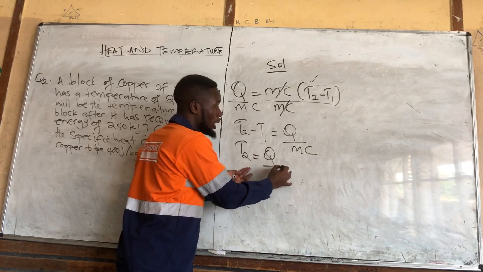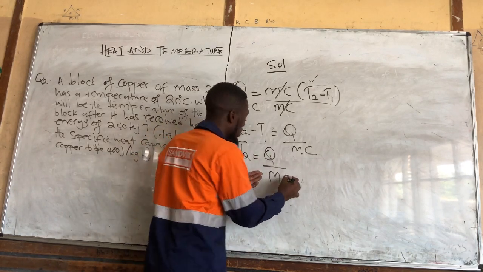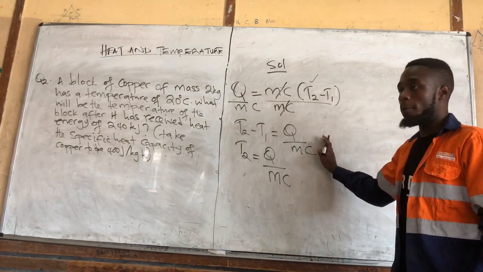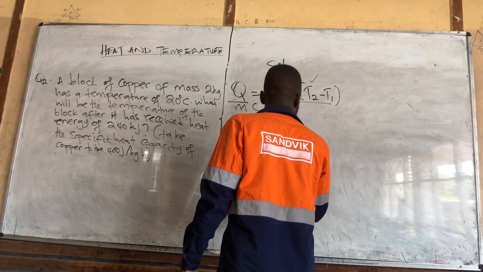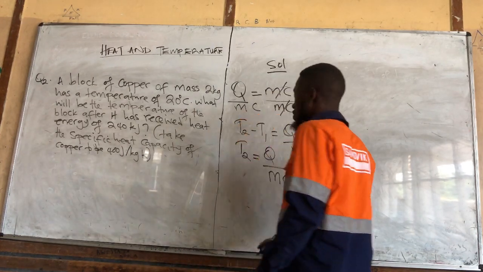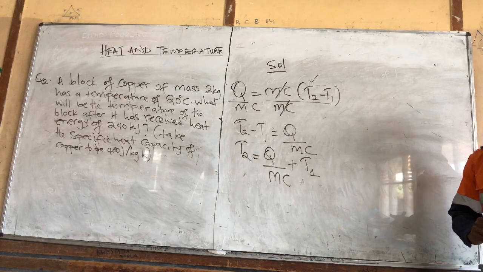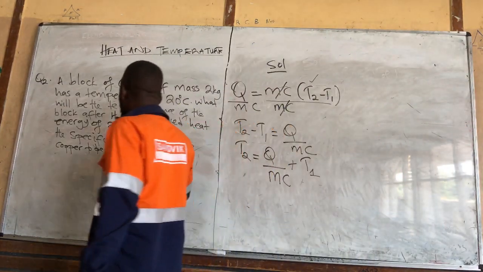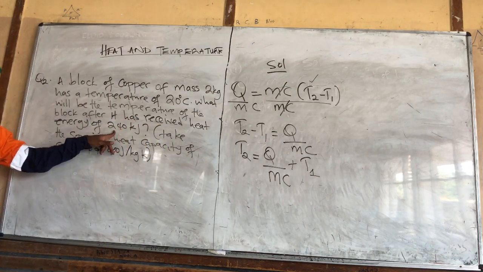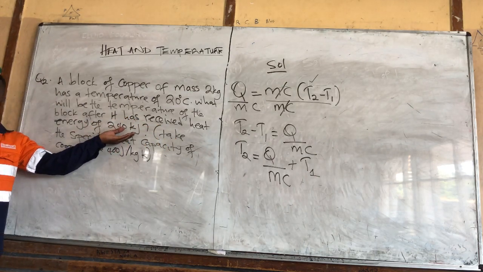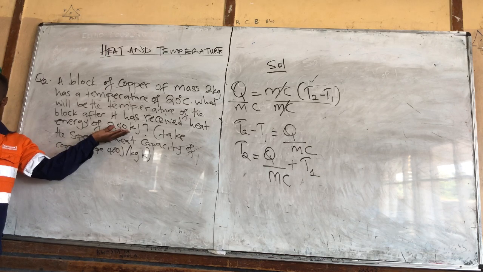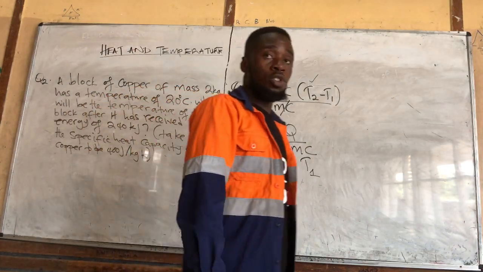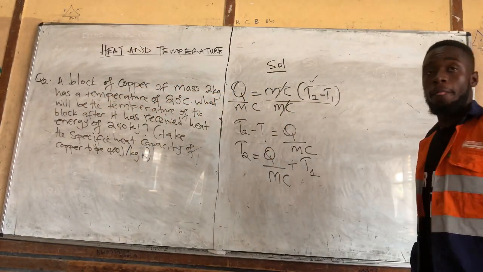So T2 is equal to Q, which is the heat energy, over MC, plus T1, since when it jumps to the other side it becomes positive. But here you have seen that this energy is given in kilojoules, so we have to take it to joules. How do you take this to joules? Do you all know how to convert?